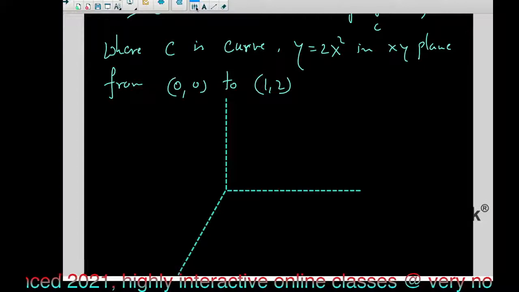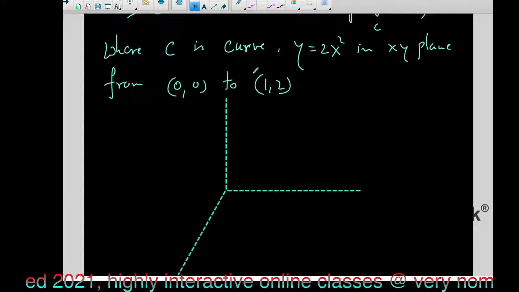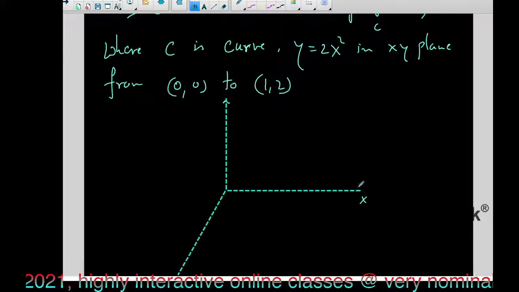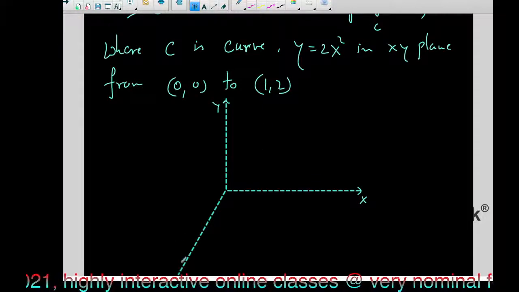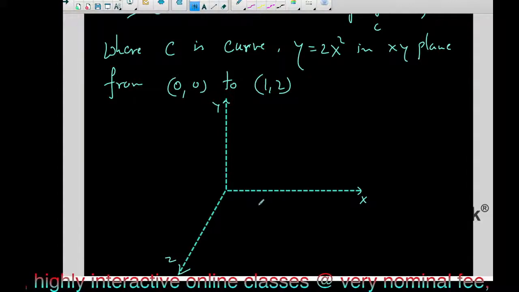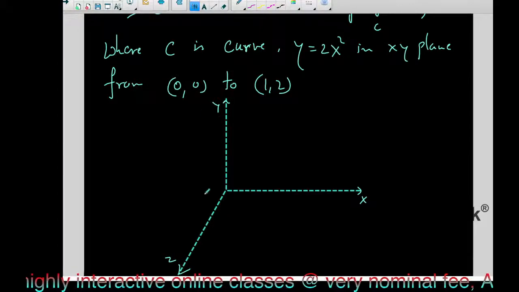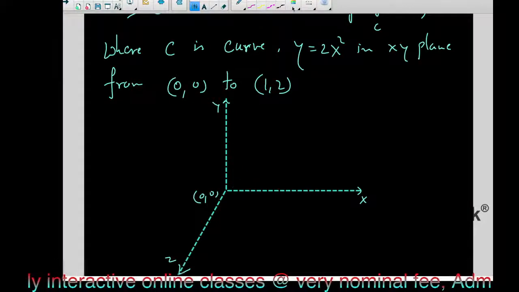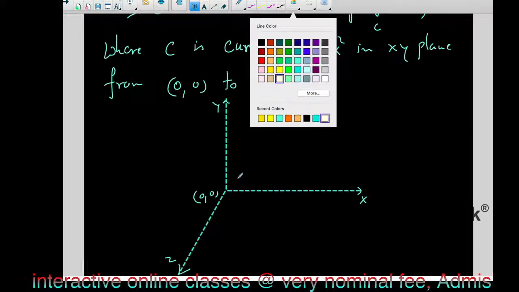Let's say this is the x-axis, this is what we call the y-axis, and let's say this is the z-axis. So we have to go from the (0, 0) point. On the xy plane, we have to consider the curve like this.